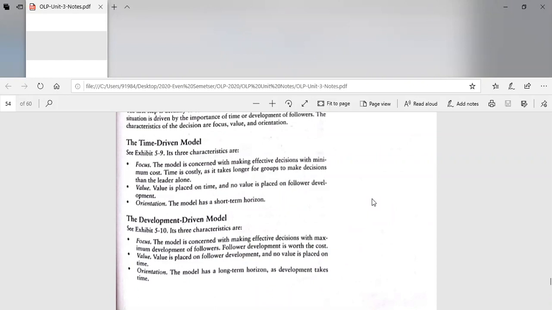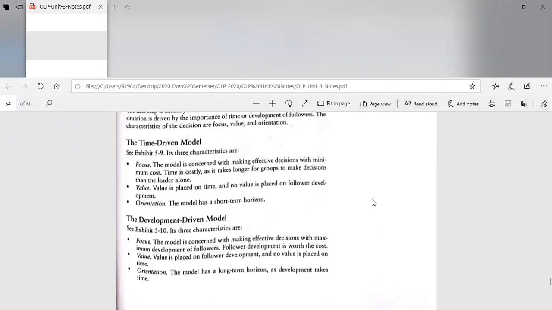So this model helps us see, development wise, what can be done for followers. Followers' development is worth the cost. So again, you have to account for the cost, or training cost, and all of that. That is the focus you are giving to the development of employees. Value is placed on followers' development and no value is placed on time here.